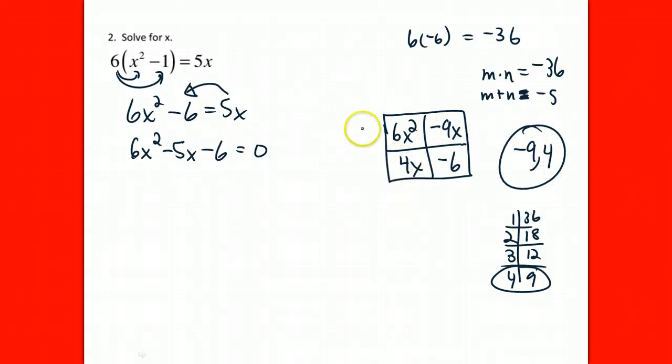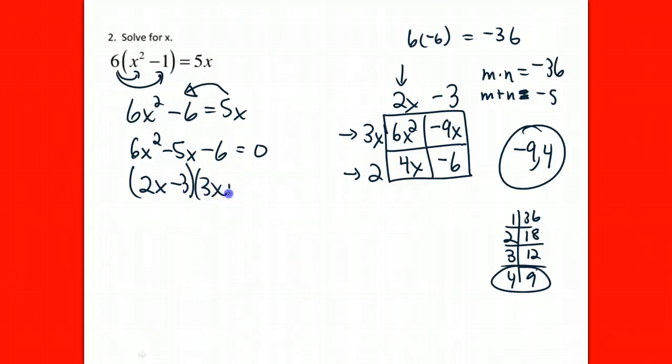And you factor out the rows and the columns. What do 6x squared and negative 9x have in common? 3x. What do 4x and negative 6 have in common? 2. What do 6x squared and 4x have in common? 2x. What do negative 9x and negative 6 have in common? Negative 3. This factors to be 2x minus 3, 3x plus 2.